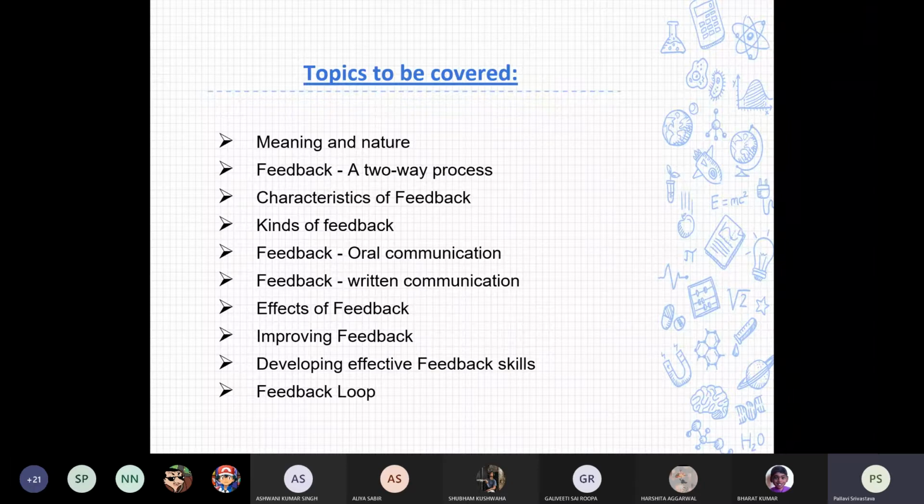First one is meaning and nature. We are going to look into the definition and all. Then a two-way process. We know how the communication process works, so again a kind of repetition or revision is there. Characteristics of feedback, kinds of feedback, and then the two ways in which feedback can be provided, oral and written, effects of feedback, improving feedback, finally developing effective feedback skills and feedback loop.